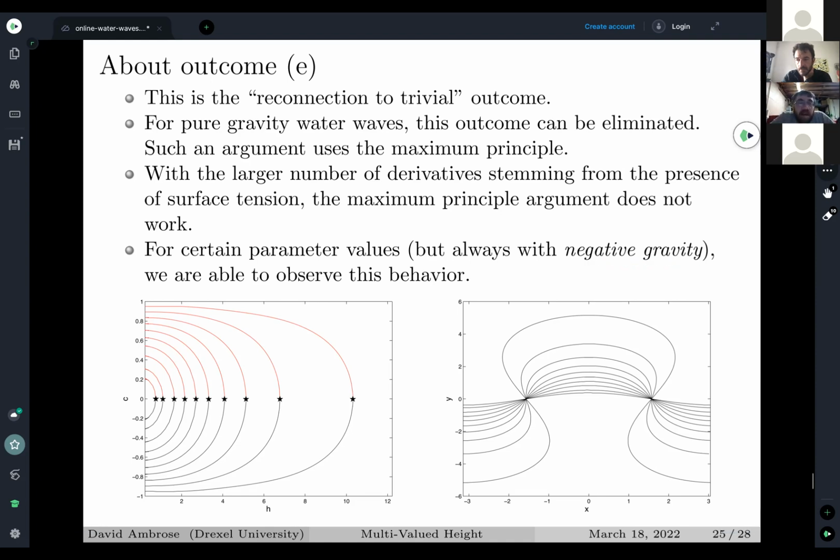So if it can be ruled out for positive gravity, then it's going to be a very particular kind of argument. It would be nice if that could be done, but yes, it's going to be a very particular argument. It's not about counting derivatives like the maximum principle argument was. It's going to actually be about the parameter values.